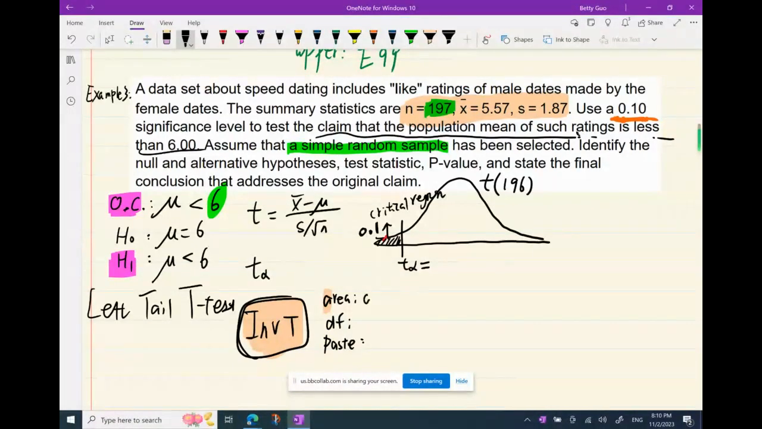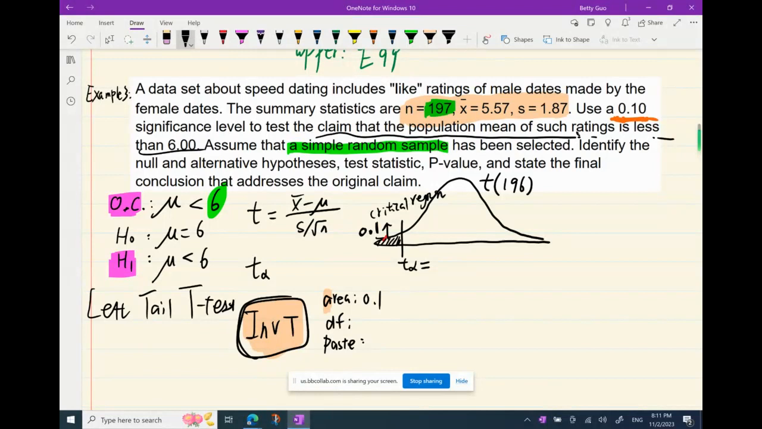For the area, we are going to enter 0.1 because that's the area to the left of the critical value, right? 10%, 0.1. Be very careful. I noticed that that's actually a common mistake. Sometimes the significance level is 0.01, 1%. Sometimes 0.1, 10%. Please look carefully. Make sure the value is correct. In this case it is 0.1, 10%. The df is 196. Go down 1 and then paste.